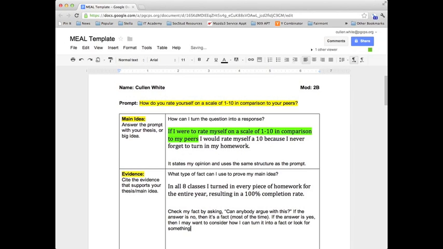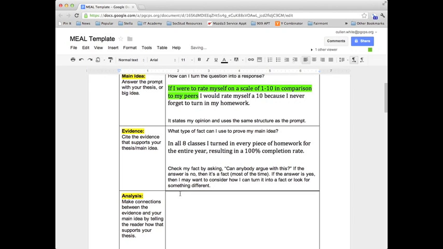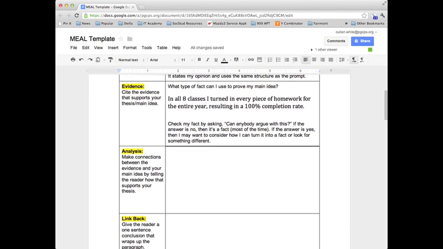Now we have some facts to support our initial main idea. Again, we want to check and make sure, can anybody argue with this? If no, then this should be a strong fact that can support our original main idea. After you've put in sufficient evidence, you want to move on to the analysis section. Here, you want to make connections between the evidence that you provided and your main idea by telling the reader how that supports your thesis.